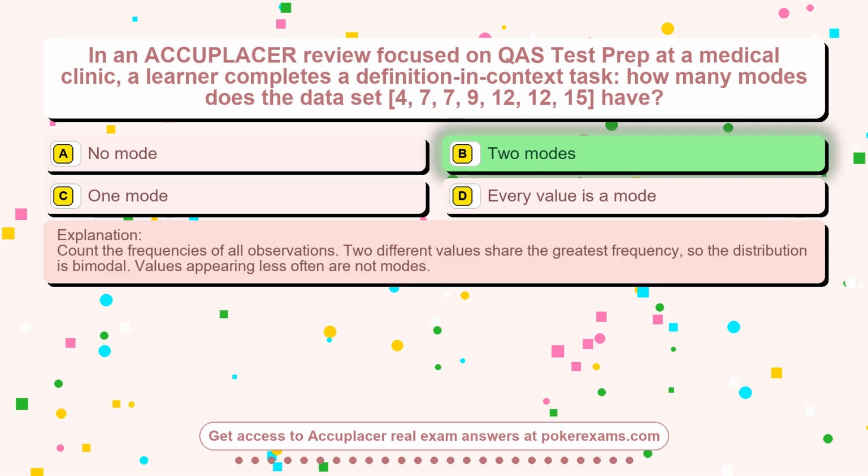Count the frequencies of all observations. 2 different values share the greatest frequency, so the distribution is bimodal. Values appearing less often are not modes.